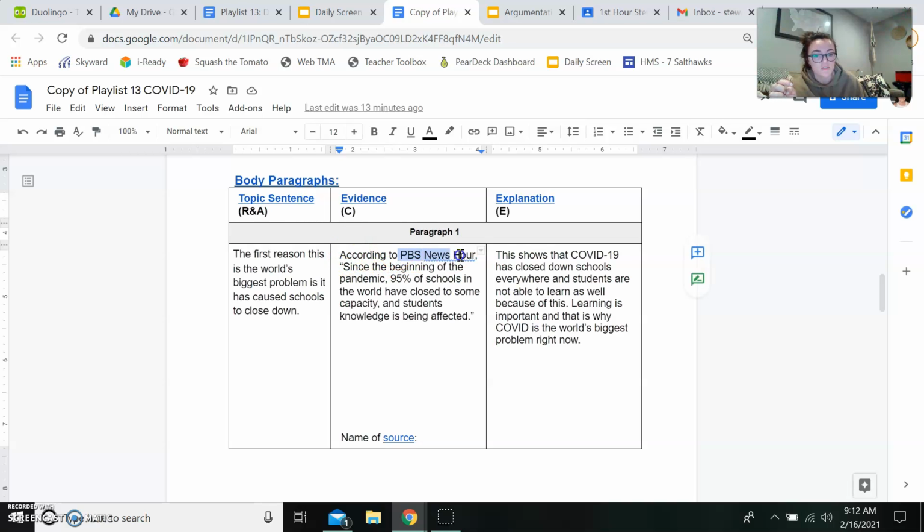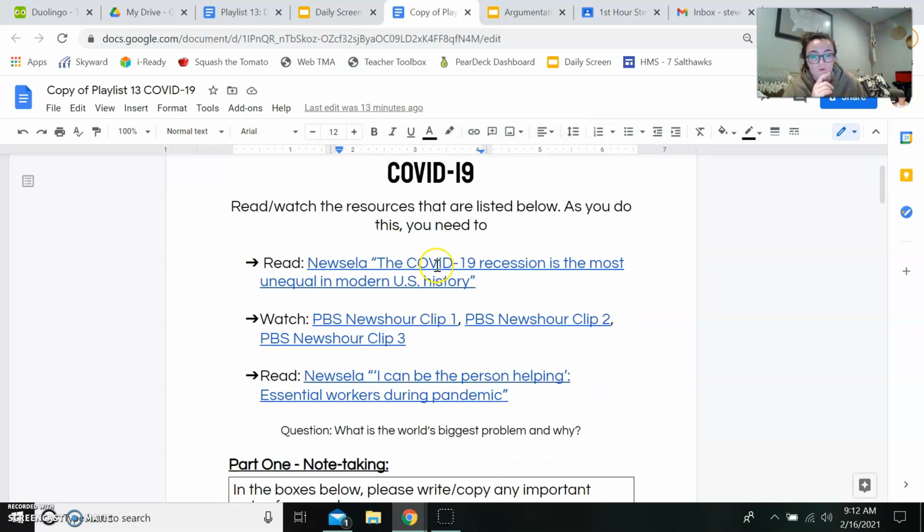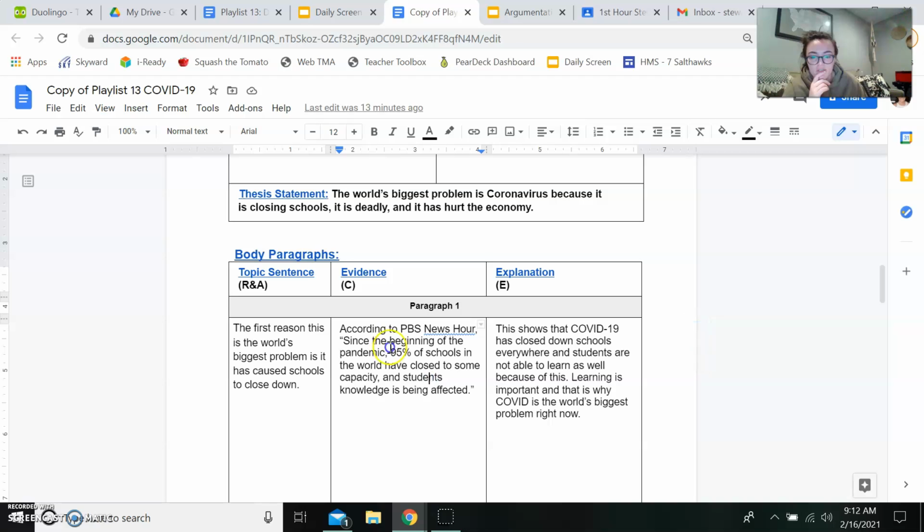Please make sure that you mention who said your quote or where you got your quote from. So you could say, according to PBS NewsHour, or you could say something like, according to the article, the COVID-19 recession is the most unequal in modern U.S. history. Okay, so just make sure you do that, and then remember that quotes need to be word for word and have quotation marks around them.